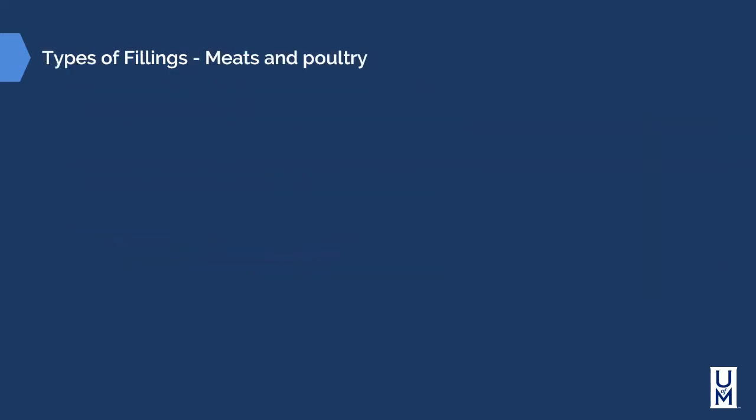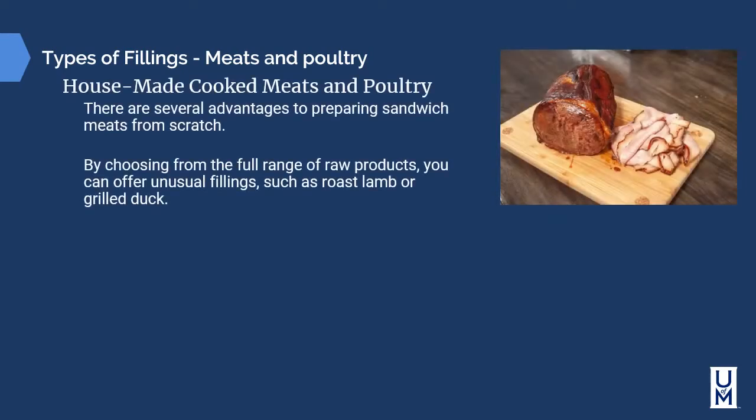While there are quite a lot of industrially processed deli meats out there, there is something to be said about house making or house cooking your own meats and poultry. There are several advantages to preparing sandwich meats from scratch. By choosing the full range of raw products, you can offer unusual fillings such as roast lamb or grilled duck.